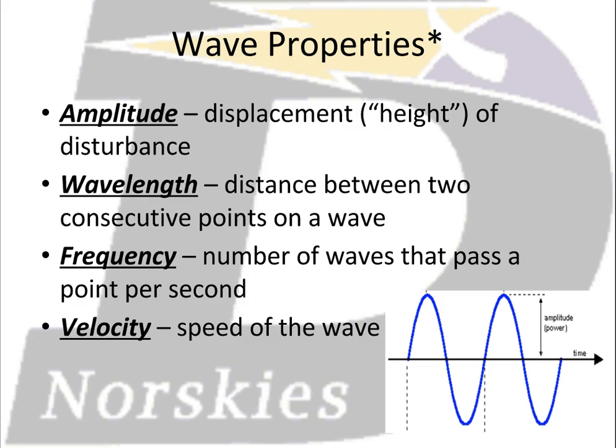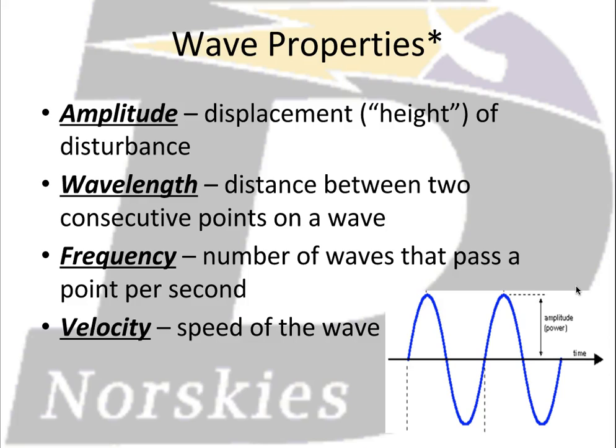So again, we have the wave properties, the things that you need to know and have a good definition for, a base understanding of the learning target. What we have here is a transverse wave, if you can kind of follow it, and on a transverse wave you need to be able to identify the following properties.